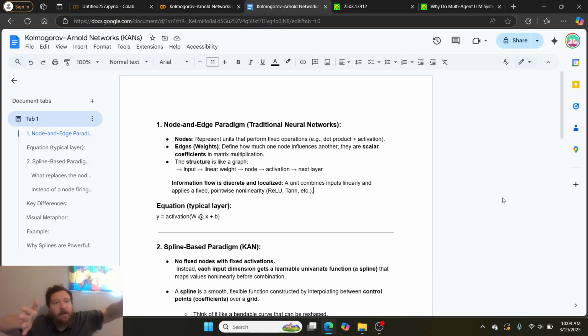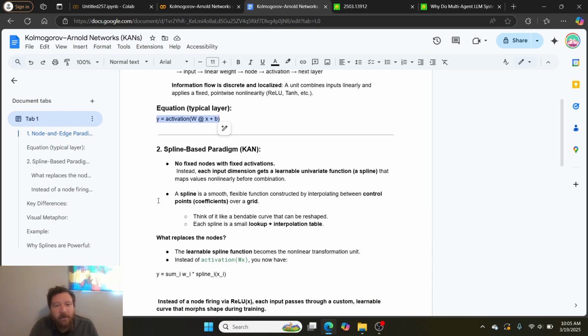You have stacking graphs on top of each other. So the structure is like a graph, right? You have input, linear weights, nodes, activation, next layer. Information flow is discrete and localized. A unit combines inputs linearly and applies a fixed pointwise nonlinearity, in this instance like ReLU. And they're all based off of the standard multilayer perceptron equation, which is this, right? The activation function within the perceptron.